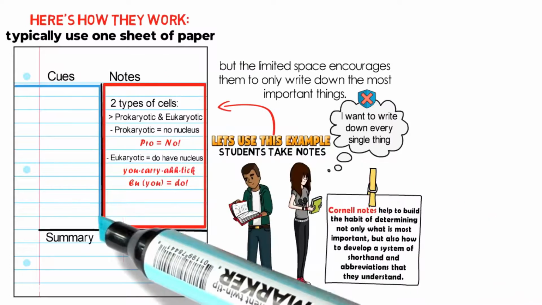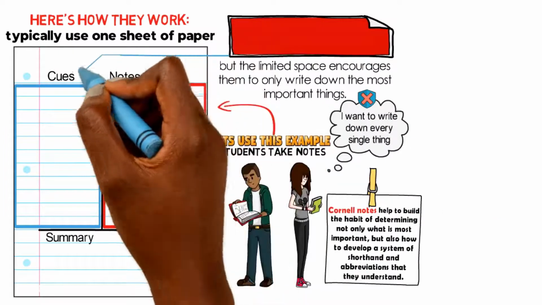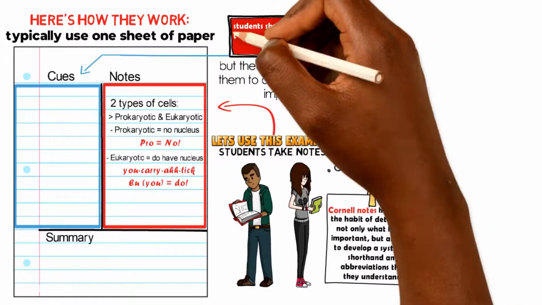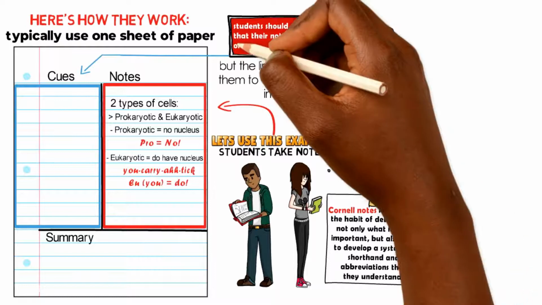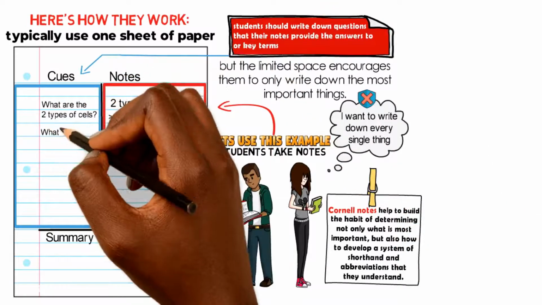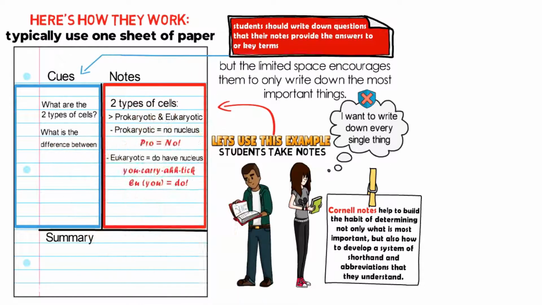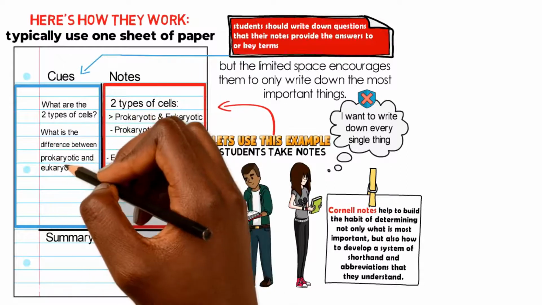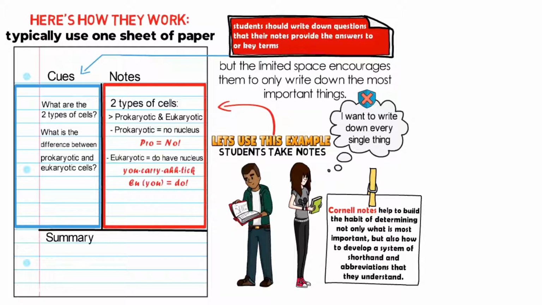After students take bits of notes, they'll use the cues column. Here students should write down questions that their notes provide the answers to or key terms. In this way, students brainstorm questions and terms that may show up on assessments and create a thorough study guide.